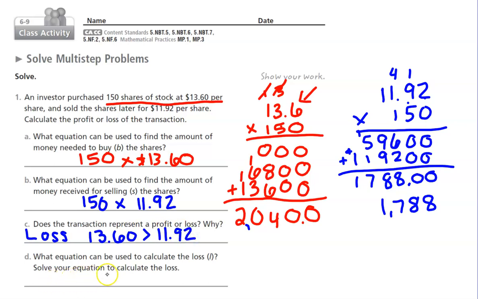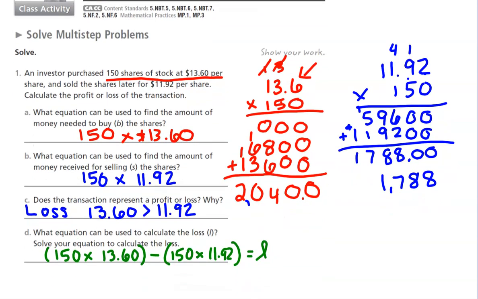And then it says what equation can be used to calculate the loss. Solve your equation to calculate the loss. So that's where we've already done a ton of the work, which is super awesome. But we still need to write our equation. So our equation ends up being, we have to do 150 times 13.60. And then we're going to subtract the other part. 150 times 11.92. And then that all together is going to tell us our, I'm going to put an L because that'll stand for our loss, unfortunately.